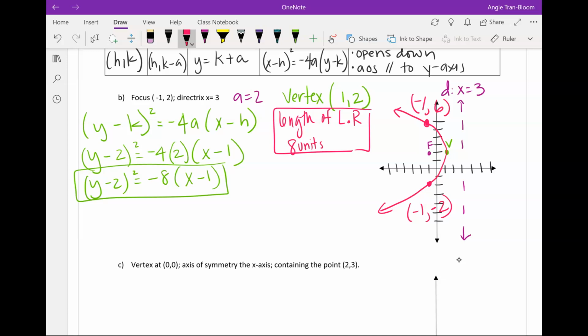It also wanted us to identify the axis of symmetry. What is the equation of the axis of symmetry? Yep. AOS y equals 2. Anything else we're missing? We got the equation, we got the length of the latus rectum, we labeled the directrix, we labeled the axis of symmetry, we labeled the 2 ordered pairs. We're good.